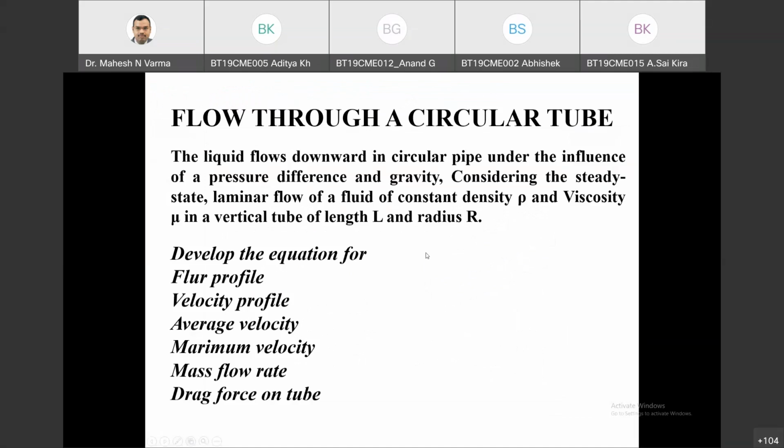Hello, sir. Yeah, tell me. Sir, can you please explain that modified liquid-liquid interface boundary layer condition? Just hold on.